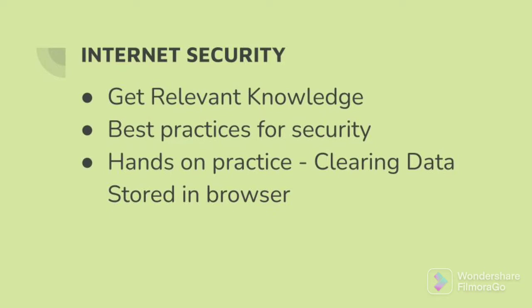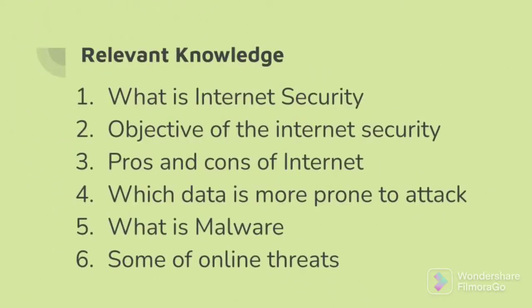Okay, now let's move to the first section, that is getting relevant knowledge about the internet security. So here we will learn about 6 things: what is internet security, objective of the internet security, pros and cons of the internet, which data is more prone to attack over the internet, what is malware, and some online threats. So we will begin with what is internet security.